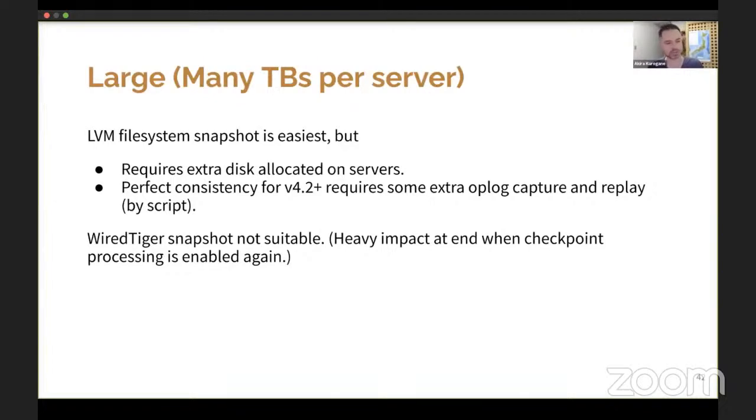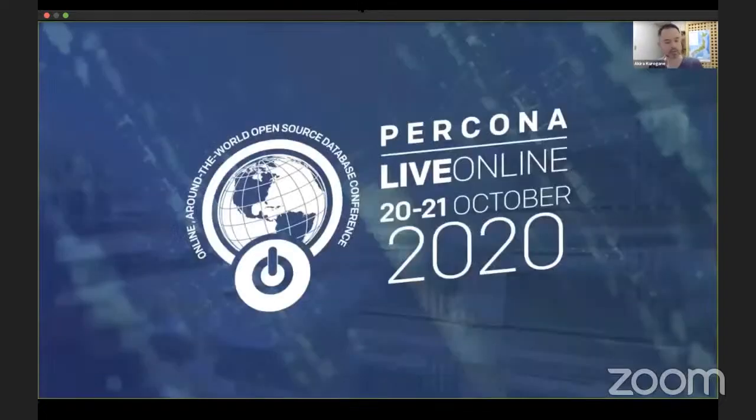I don't think WiredTiger snapshot is suitable because at the end of using a WiredTiger snapshot, there will be a heavy impact when checkpoint processing enables it again. The longer the snapshot takes, the bigger the amount of work to catch up on will be. So I don't want to recommend WiredTiger snapshot as being equal to an LVM file system snapshot in this case.